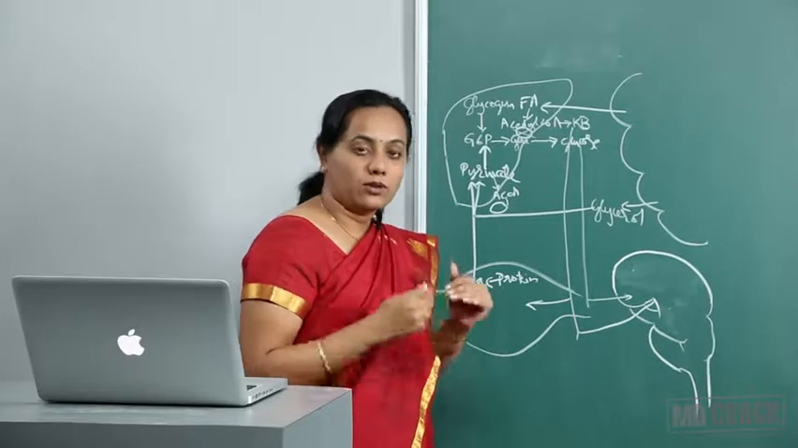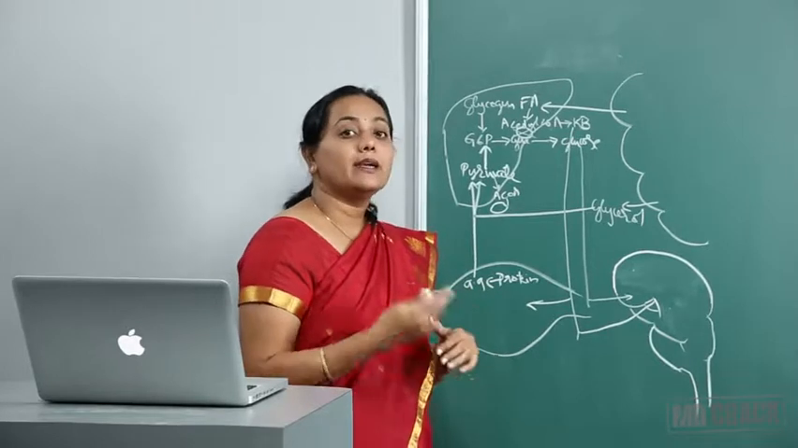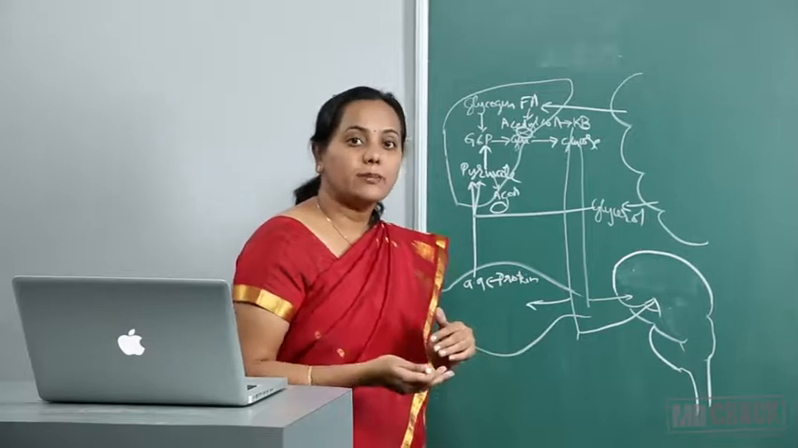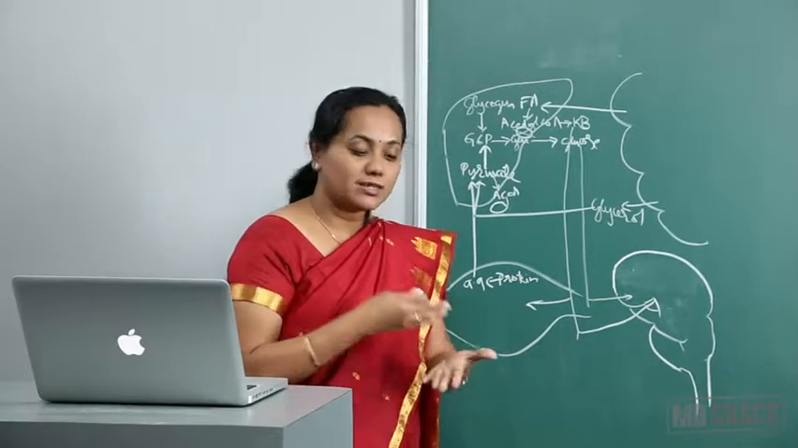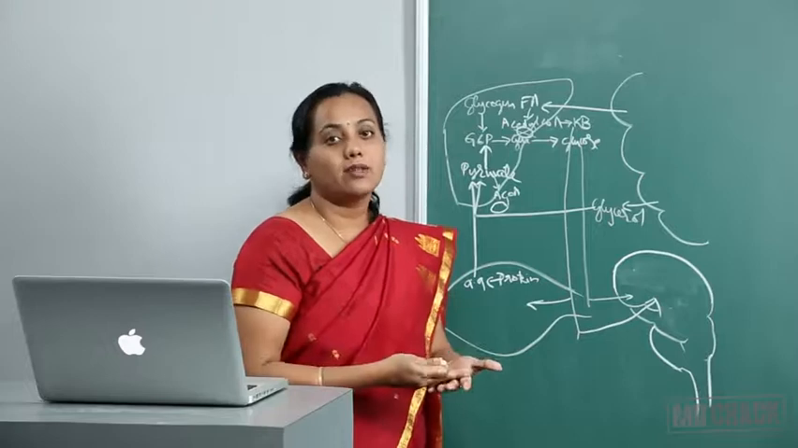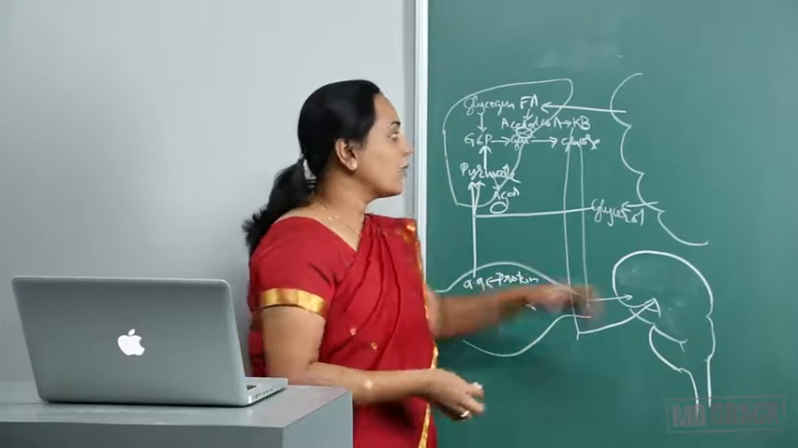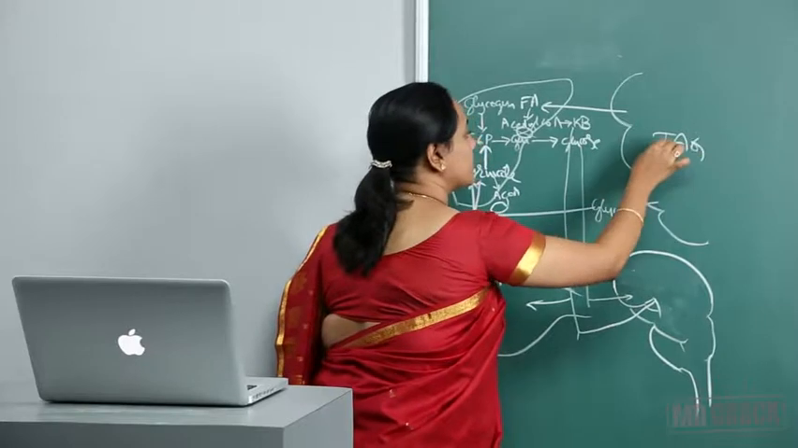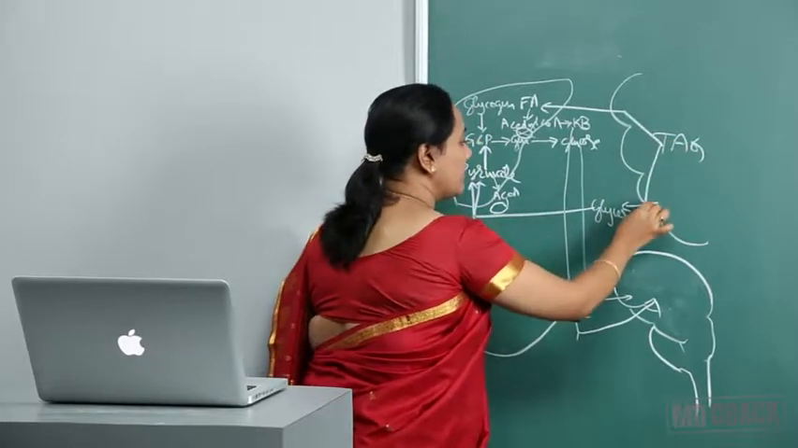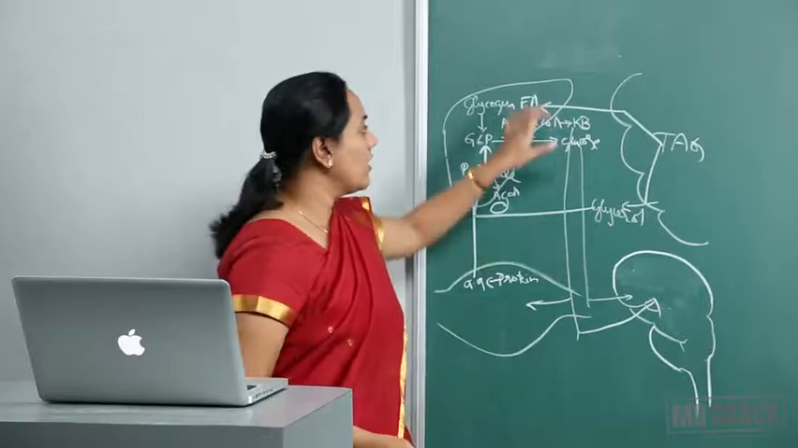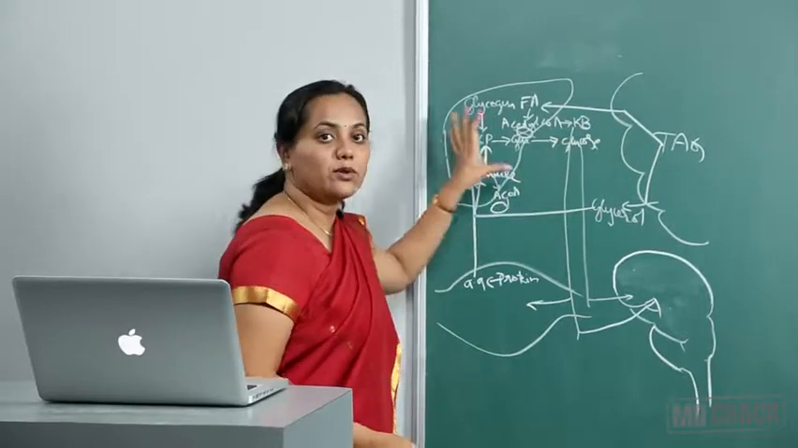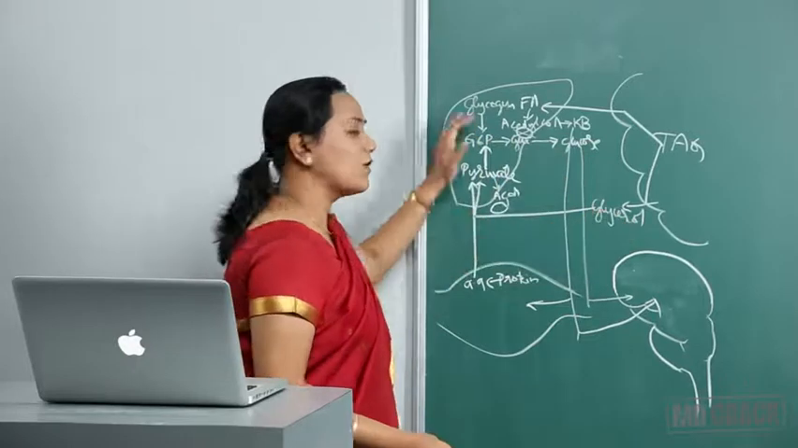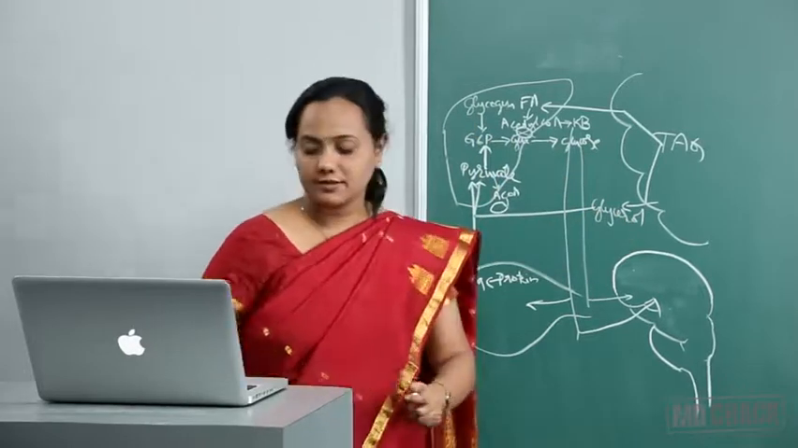Again, glucagon. What does glucagon do? It phosphorylates. What does it phosphorylate? Hormone sensitive lipase. What is hormone sensitive lipase? It is something which is going to break down the TAG that is present. So all the triacylglycerol in the adipose tissue is going to be broken down into glycerol and fatty acid. Both of them go to the liver, fatty acids form ketone bodies, glycerol goes for gluconeogenesis.